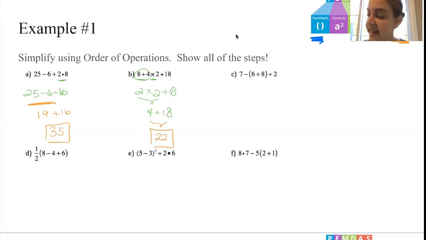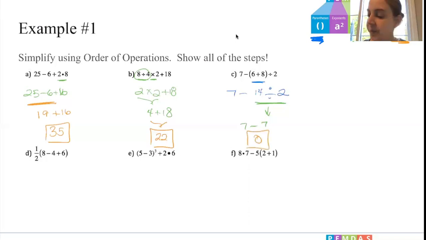Excellent. For example C, we are looking at parentheses first. The 6 plus 8 is 14. That's what we're going to take care of first. So 7 minus 14 divided by 2. I don't have any exponents, but I do have a divide. So I'm going to take care of the divide step next. 14 divided by 2 is 7. And 7 minus 7, that's subtract. 7 minus 7 is 0.